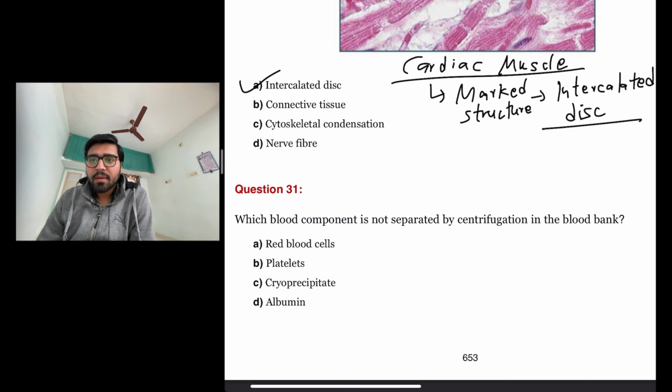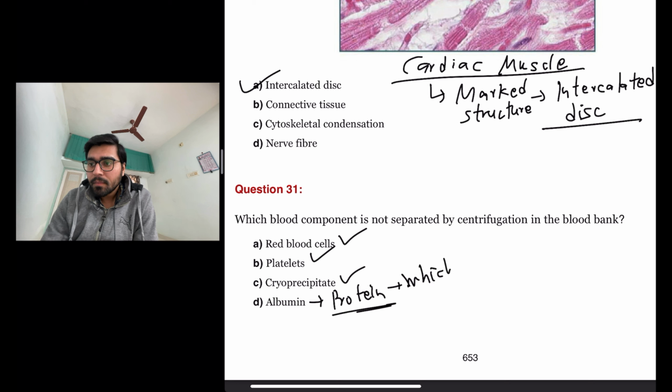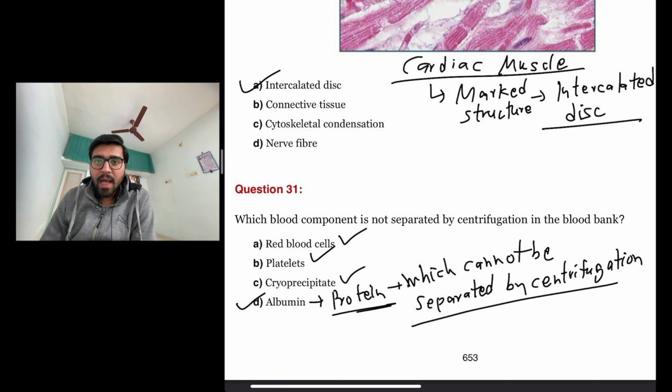The next question is which blood component is not separated by centrifugation in the blood bank? So let us look at the options. The first option is red blood cells. Yes, it is separated by centrifugation. Platelets. Yes, it is separated by centrifugation. Cryoprecipitate. Yes, it is separated by centrifugation. Albumin. Albumin is actually protein which cannot be separated by centrifugation. Okay. So the answer here is D, albumin.